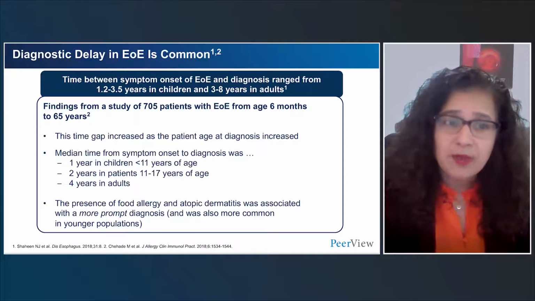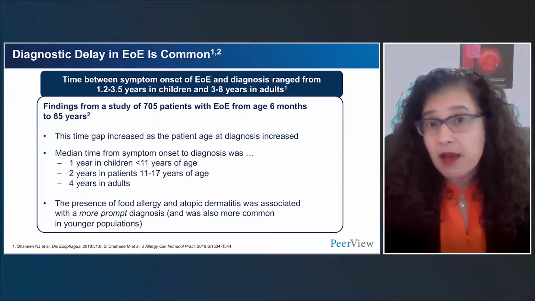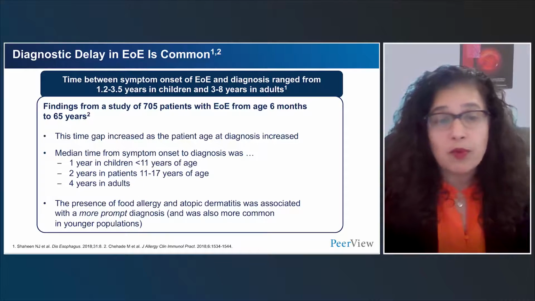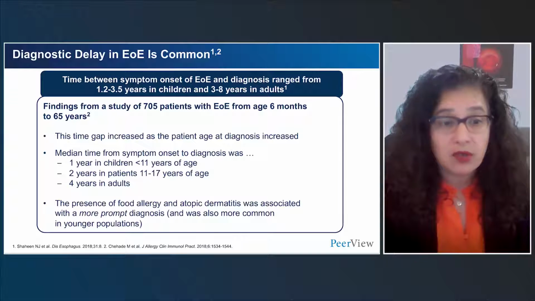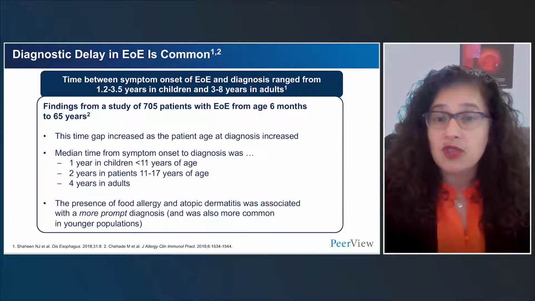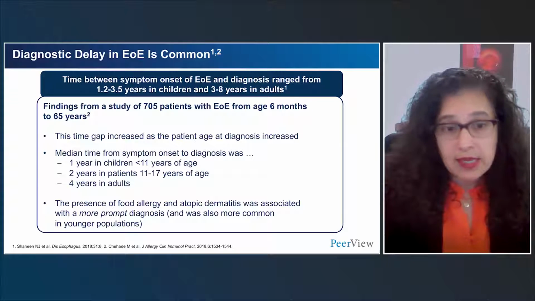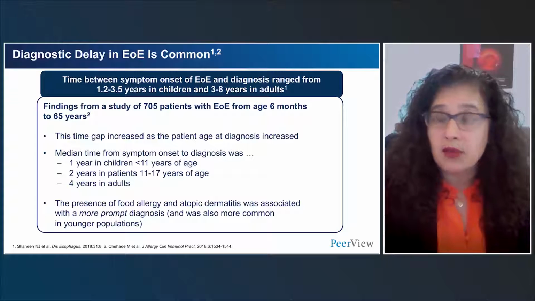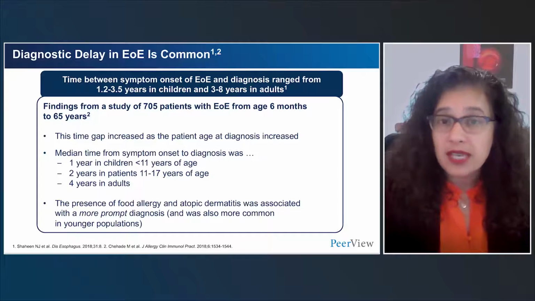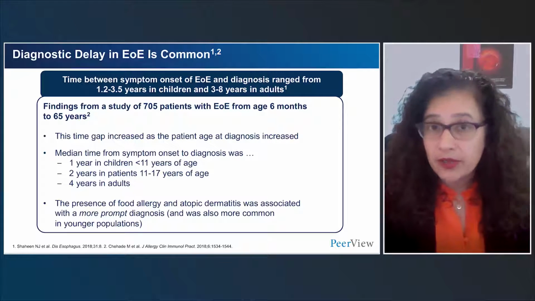Due to some of these adaptive behaviors, diagnostic delay in EoE is common. The time between symptom onset of EoE and diagnosis ranged from 1.2 to 3.5 years in children and 3 to 8 years in adults. Findings from a study of 705 patients with EoE who ranged from 6 months to 65 years showed, interestingly, that this time gap increased as the patient age at diagnosis increased. So, for instance, the median time for symptom onset to diagnosis was 1 year in children under the age of 11, 2 years in patients ages 11 to 17, and 4 years in adults.